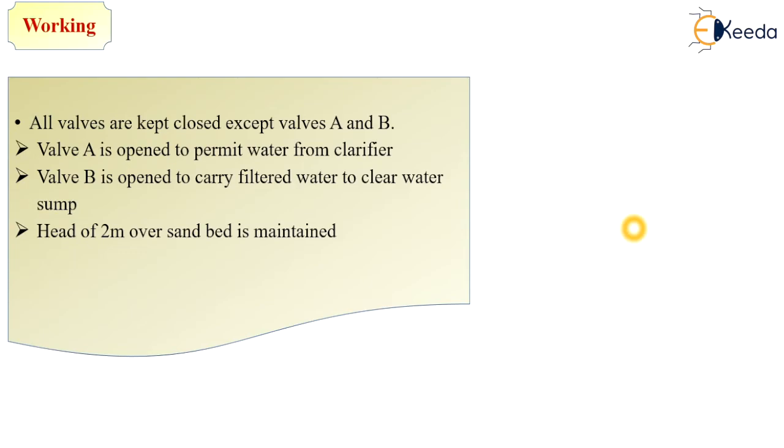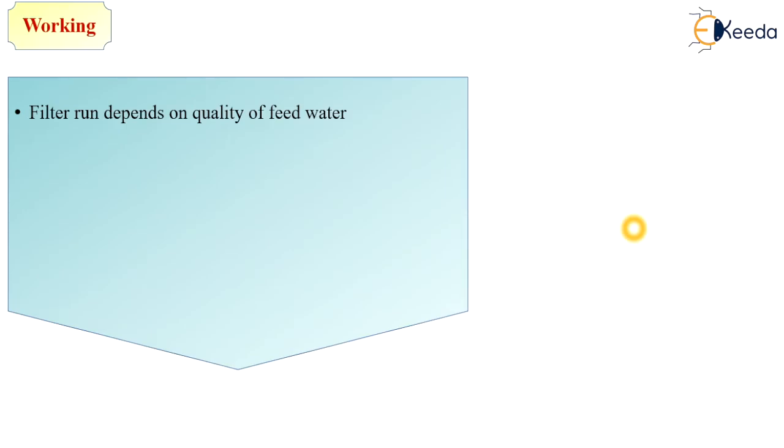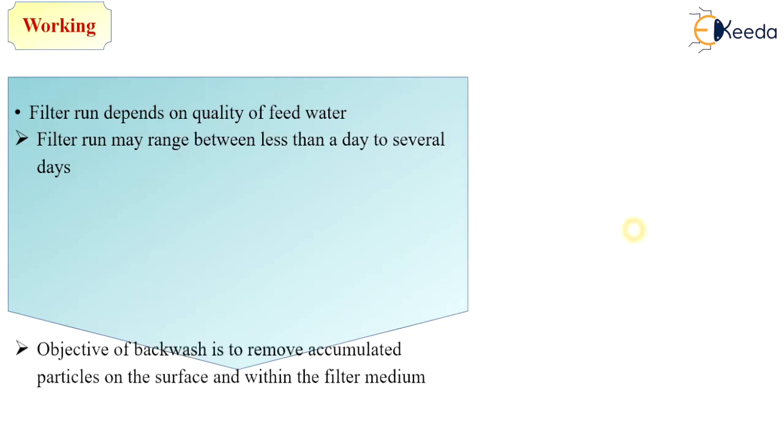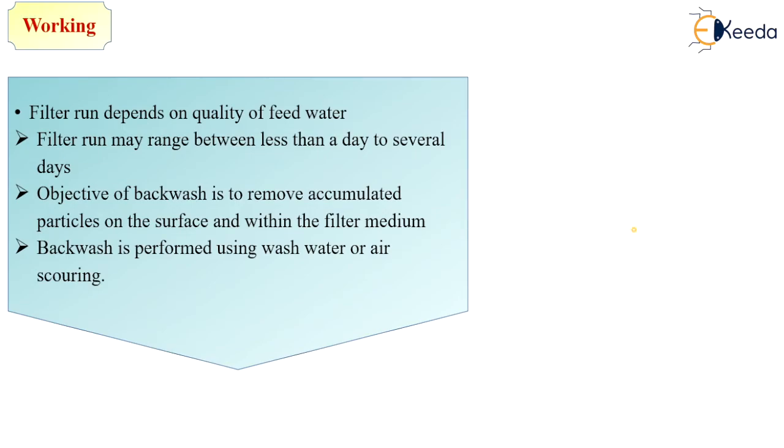Then a head of 2 meter over the sand bed is maintained. Design filtration rate is approximately 3000 to 6000 liter per meter square per hour. Then the filter run depends on the quality of feed water. Filter run may range between less than a day to several days. The objective of backwash is to remove accumulated particles on the surface and within the filter media. Backwash is performed using wash water and air scouring.